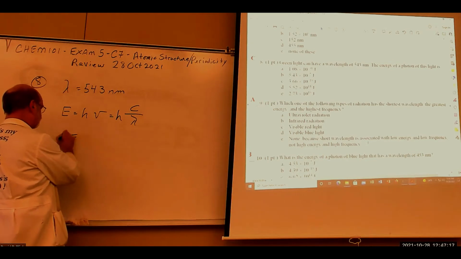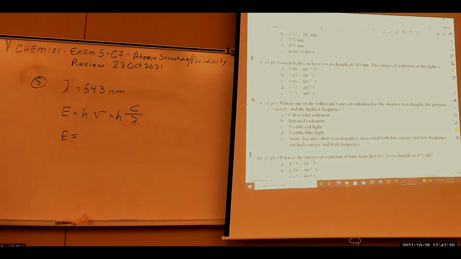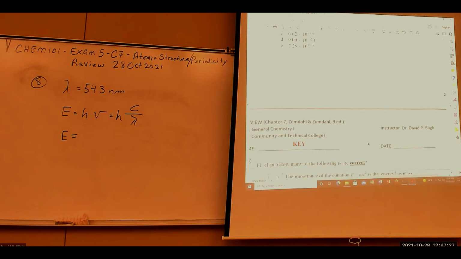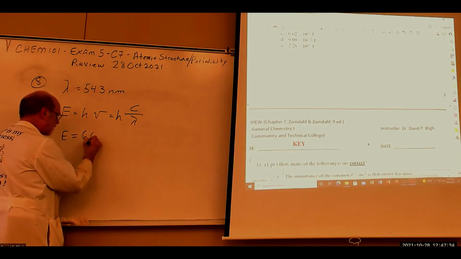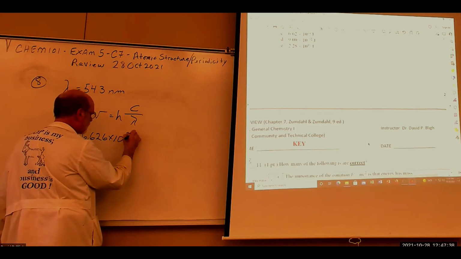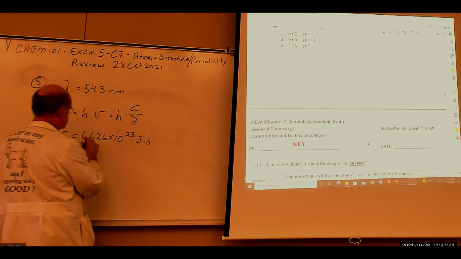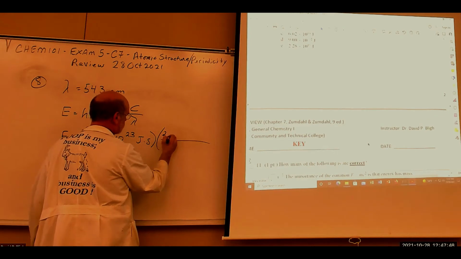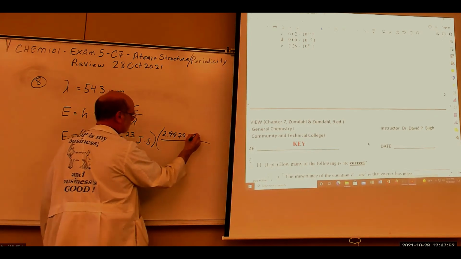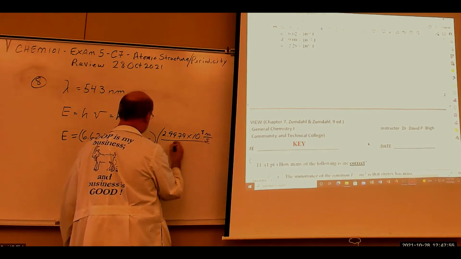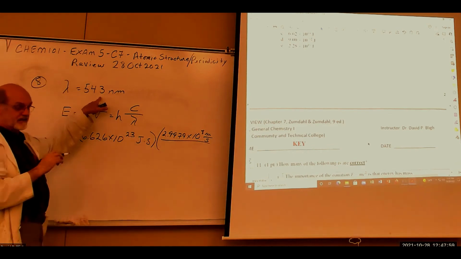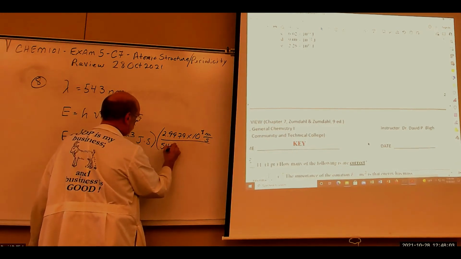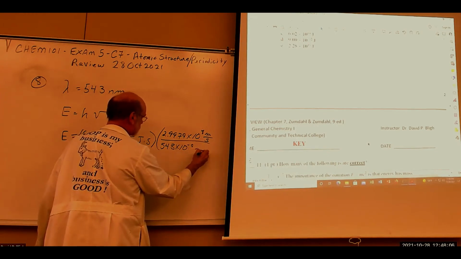Just put in Planck's constant, which I can't remember, 6.63 something. That's why I put it in here. 6.626 times 10 to the minus 34 joule seconds. Okay, and speed of light, 2.9979 times 10 to the 8 meters per second divided by wavelength. And here we need meters again. So I'm going to use that same trick. 543 times 10 to the minus 9 meters. There we go.